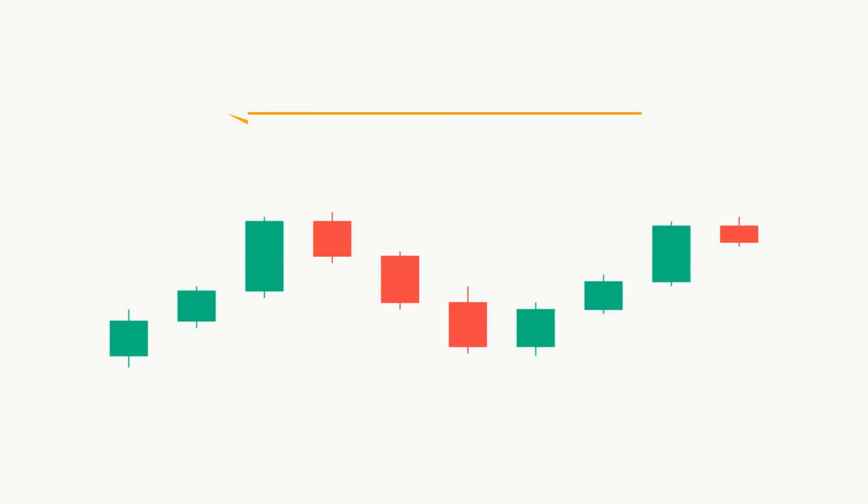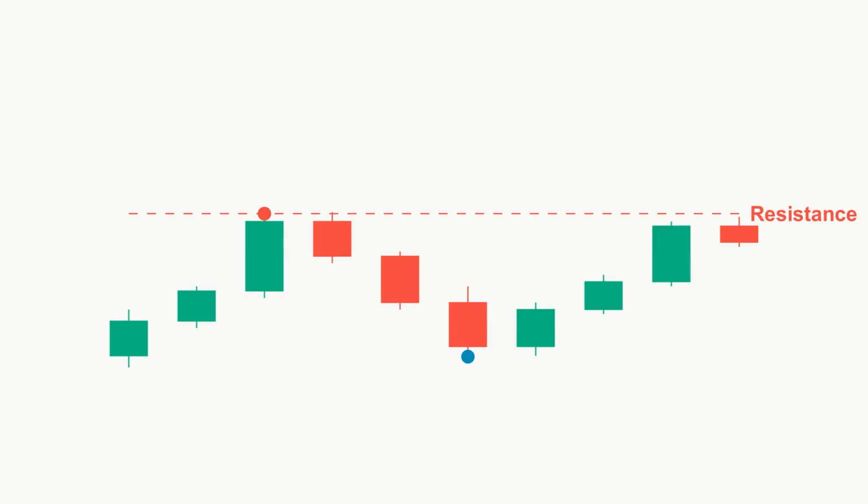Look left on the chart. Find the points where price changed direction. A swing high is where price peaked and reversed downward. Draw a band at that peak, that's potential resistance. A swing low is where price bottomed and reversed upward. Draw a band at that trough, that's your support.